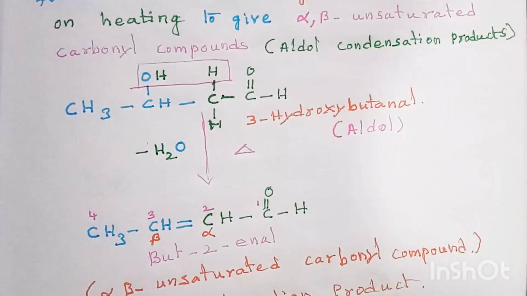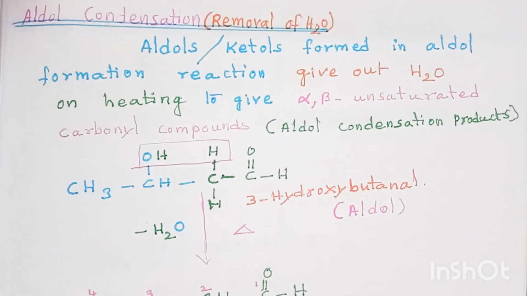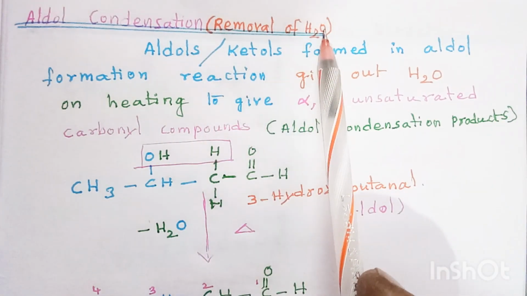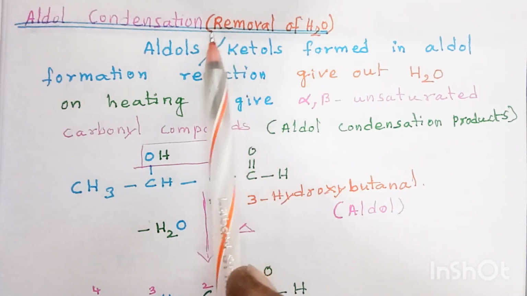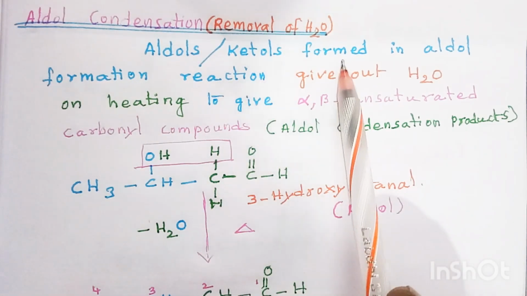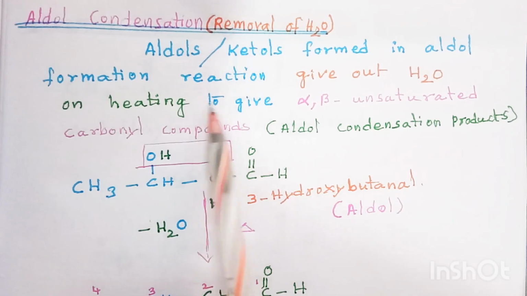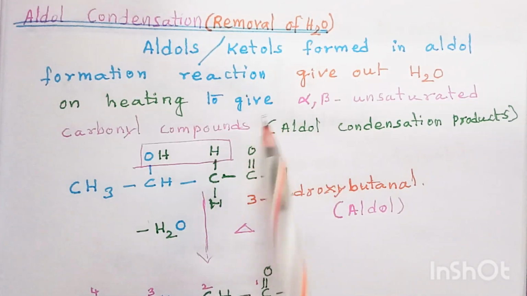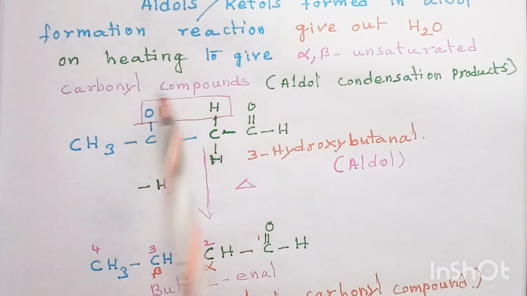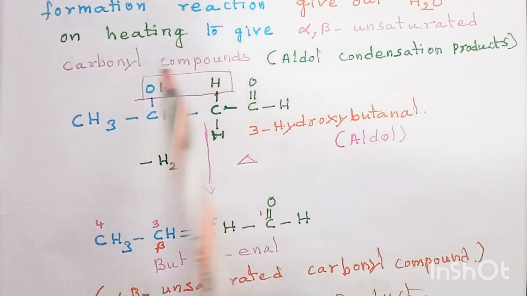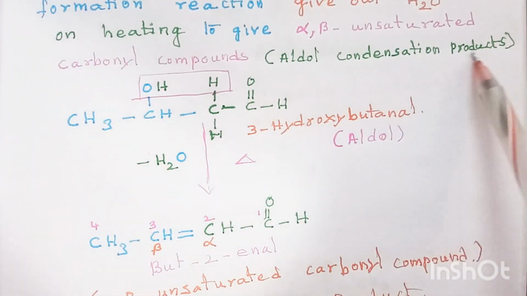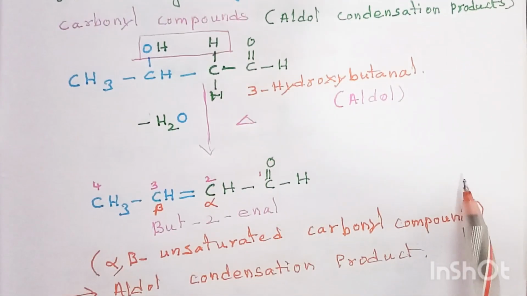Now let us see what is aldol condensation. Aldol condensation means removal of hydrogen and oxygen, that is, removal of water from aldols or ketols formed in the aldol formation reaction. So when the water is removed on heating, we get alpha beta unsaturated carbonyl compounds. These alpha beta unsaturated carbonyl compounds are called aldol condensation products. Let us see how it is formed.